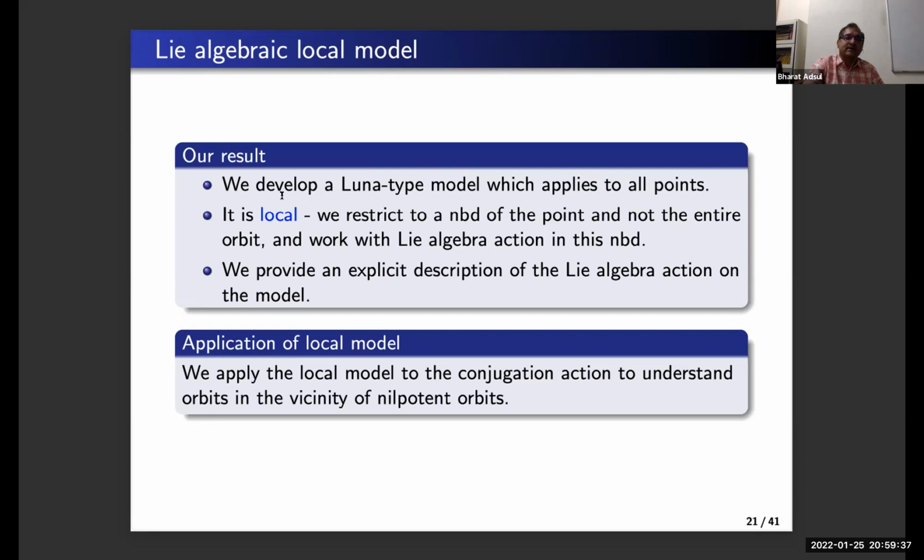One important application of this local model was to understand the projective orbit closure question for the conjugation action. We apply the local model to the conjugation action and understand orbits, and the geometry, in the vicinity of nilpotent points. Nilpotent points are of course far from stable. They are in the null cone, so they can be driven to zero, so zero is in the orbit closure. This local model is applicable to points in the null cone, and it allows us to recover some information about projective orbit closure.